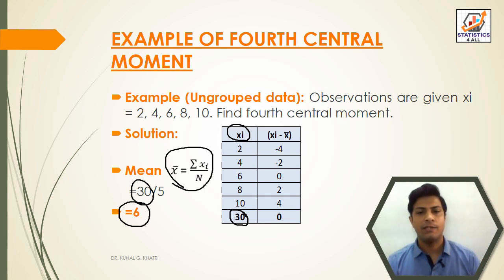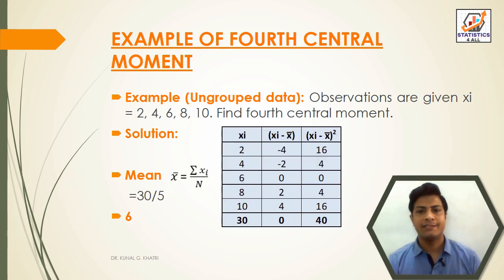Now we will put this in the form xi minus x bar. So x bar is equal to 6. 2 minus 6, we get minus 4. 4 minus 6 is equal to minus 2. 6 minus 6 is equal to 0. 8 minus 6 is equal to 2. 10 minus 6 is equal to 4. After deducting all the values, we take the sum of xi minus x bar. We get a value equal to 0.